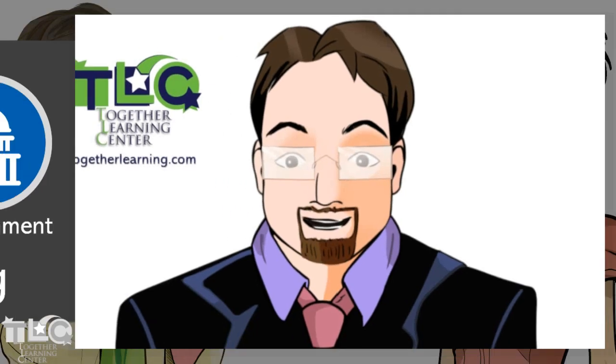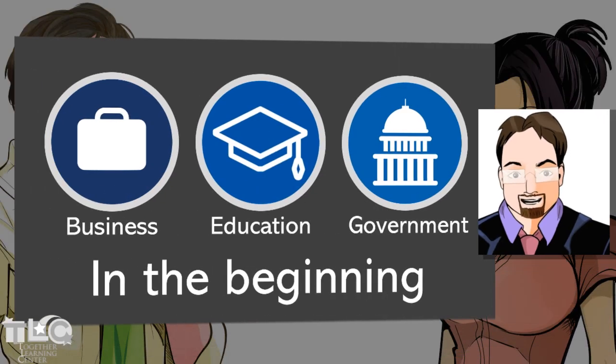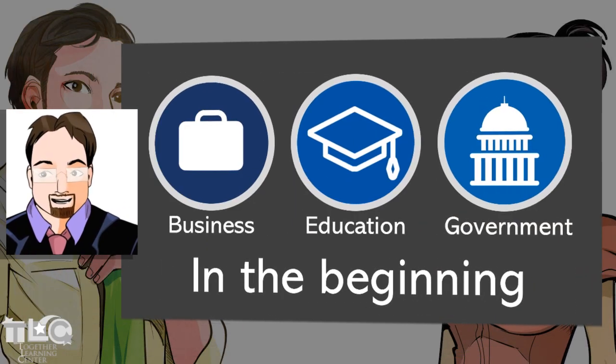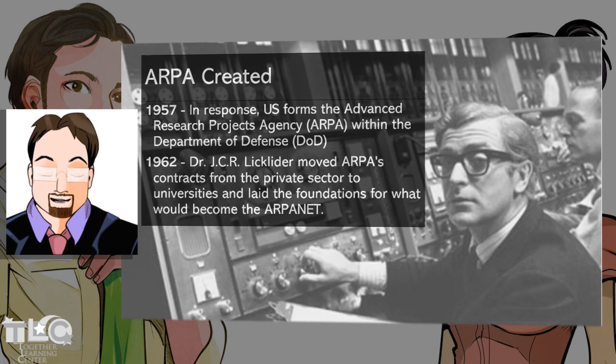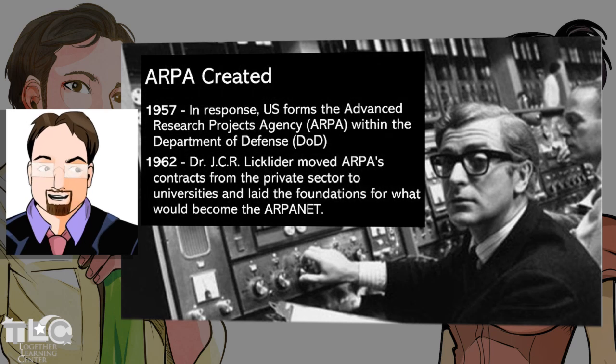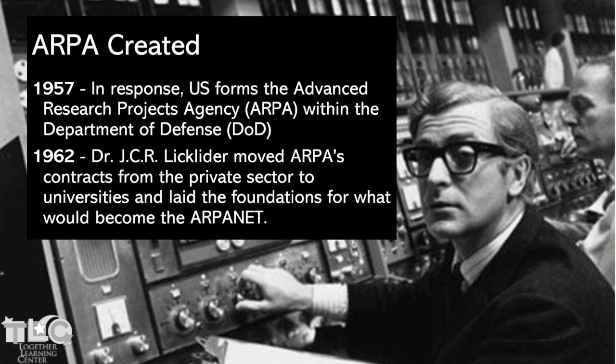So at the beginning, we had this great collaboration already, what we see in the internet today, this collaboration between business, education, and government. That's largely due to some early decisions made by whoever got put in charge of this research project to try and link computers together so we can share resources and data.